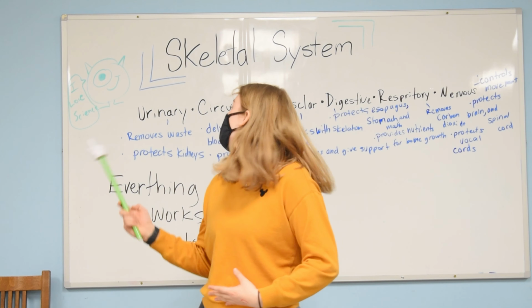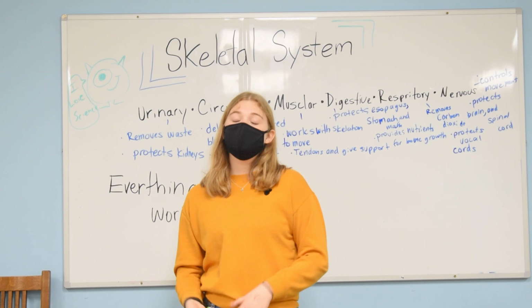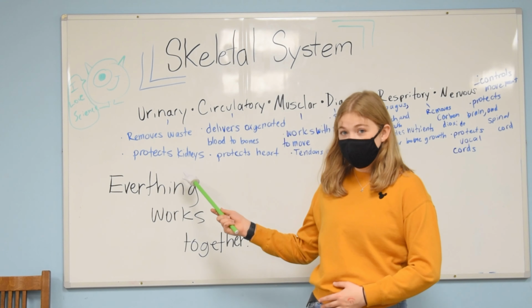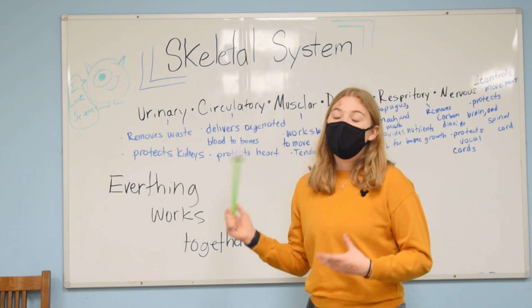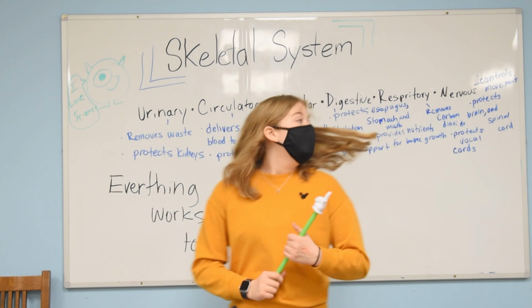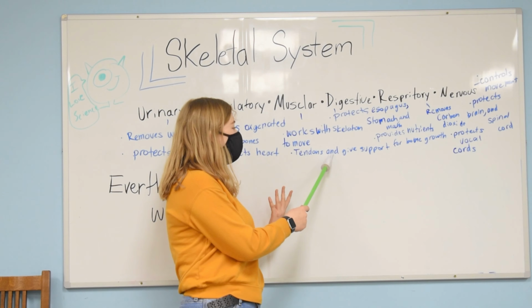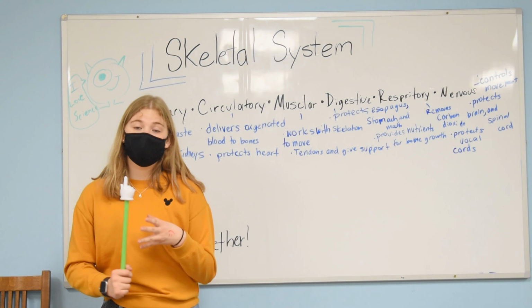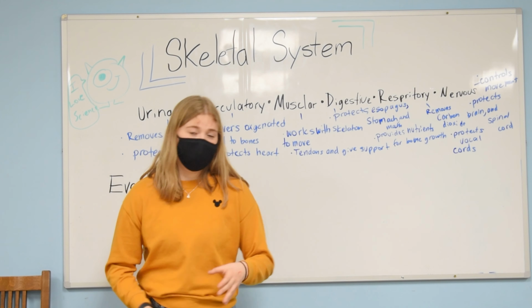I'll go through all of the main ones that the skeletal system has to work with other systems to be able to cooperate. First, there's the urinary system. The urinary system removes waste from the skeletal system, and the skeletal system protects kidneys. The circulatory system delivers oxygenated blood to the bones, and the bones protect the heart. The muscular system works with the skeleton to move, and the tendons give support, and the muscular and skeletal system actually work really closely together because without either of them, you couldn't move.